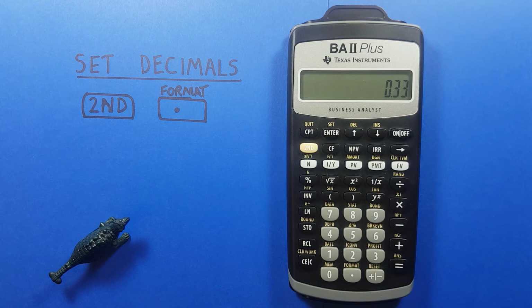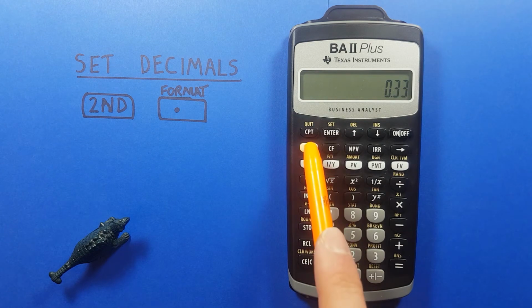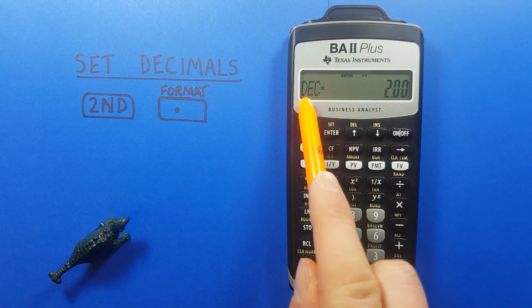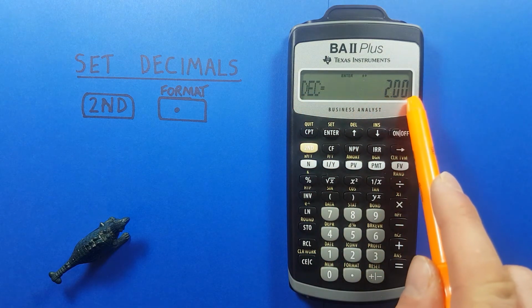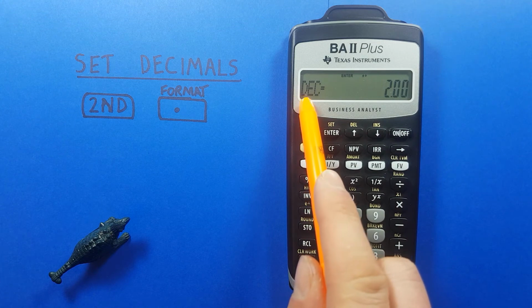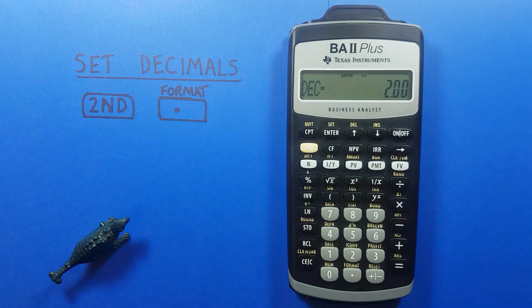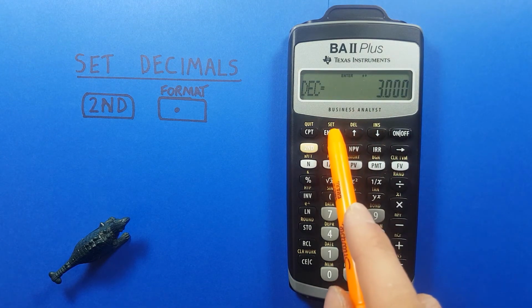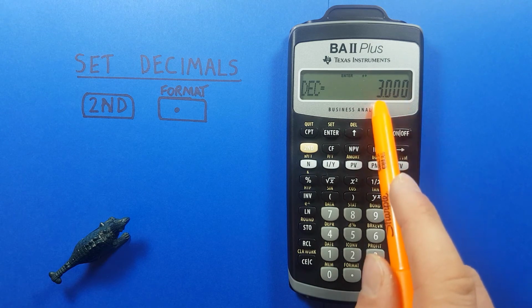If you want to change this, what you have to do is press second period, and you come to this screen here, DEC 2.00. That's saying there's 2 decimals there. Now we can change this to, for example, let's say 3 decimal places by pressing 3 and then pressing enter. It's very important that you hit the enter, otherwise it won't lock in.